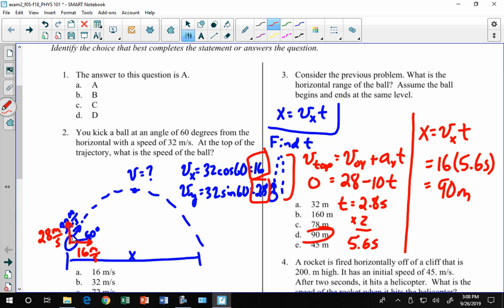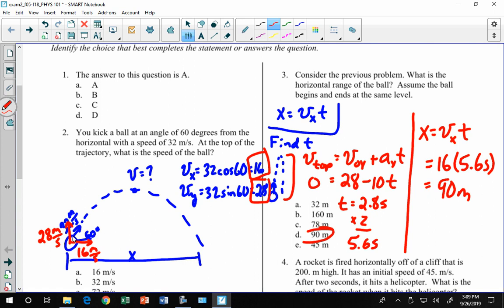No, it's not 0 because it's 0 in the y direction. You're right about that. That's what you're thinking. But in the x direction, it's not 0. It's 16, right? So the answer to number 2 is 16. Look, that's going to be one of your free response.